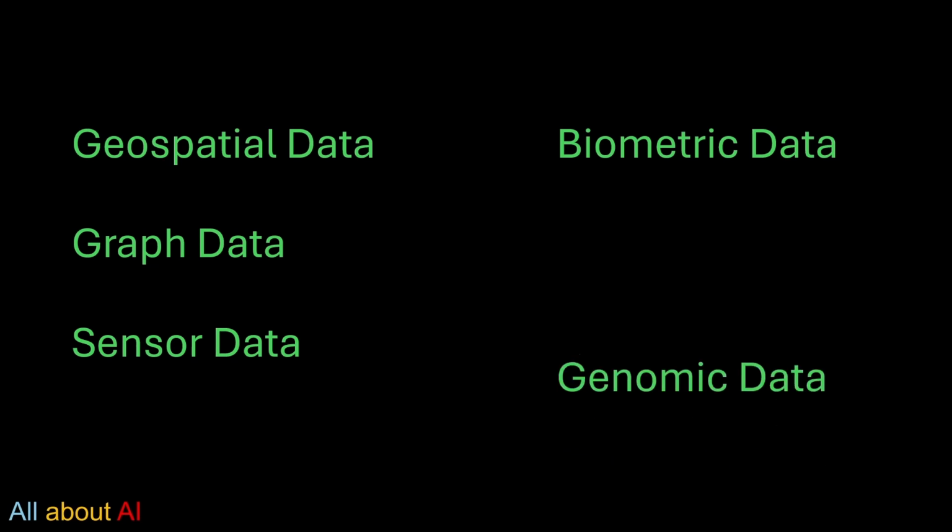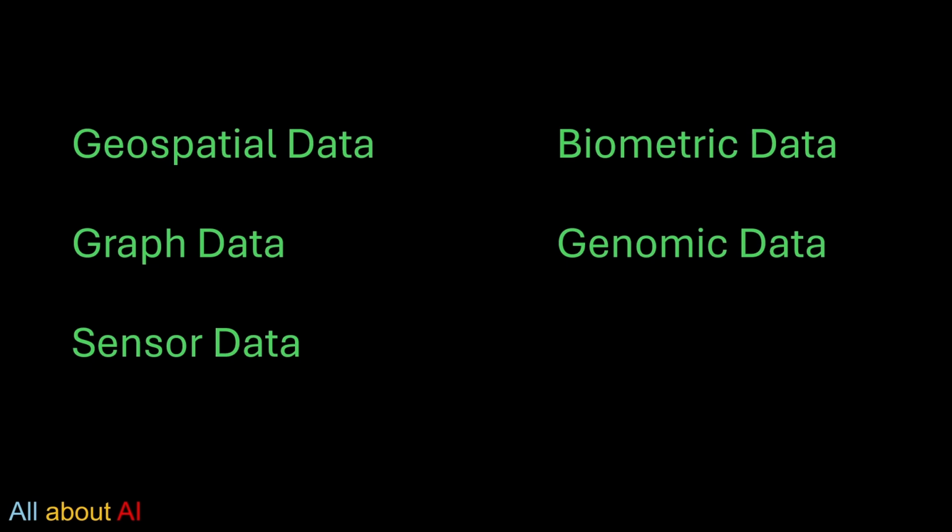Other than these, there are many other sources of data like geospatial data, graph data, like a social network has graph data, sensor data, various sensors collecting temperature, like sensor data in cars, sensor data from IoT devices, biometric data like fingerprints, retina scan. So all these are biometric data. We have genomic data.